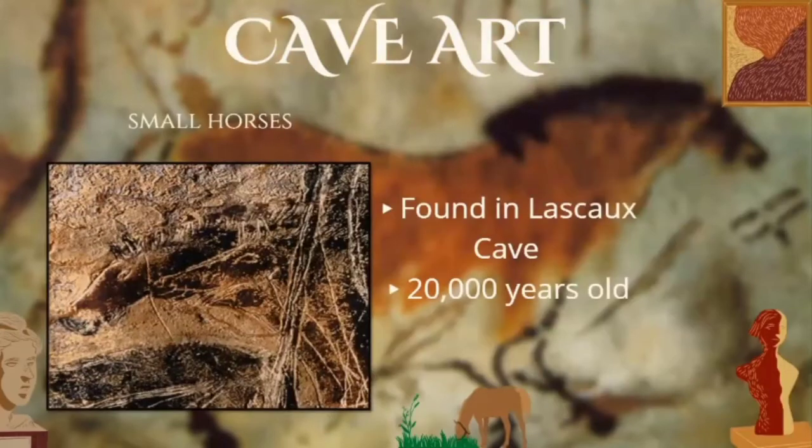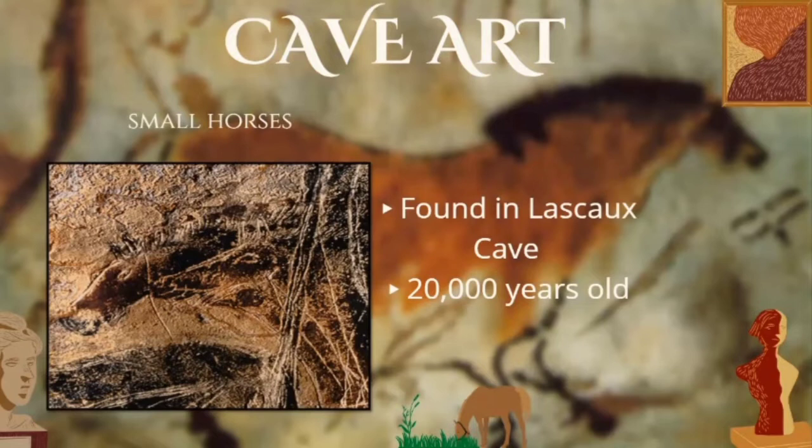Next is the rock engraving or engraving. So dito naman sa rock engraving, they made use of sharp objects to create an art. An example of this is the small horses. Matatagpuan din siya sa Lascaux Cave at it is dated 20,000 years old.